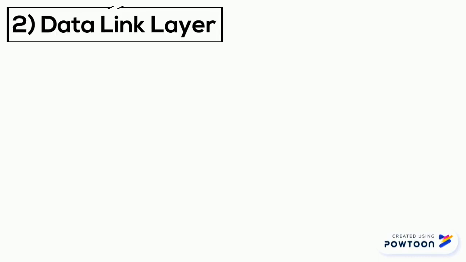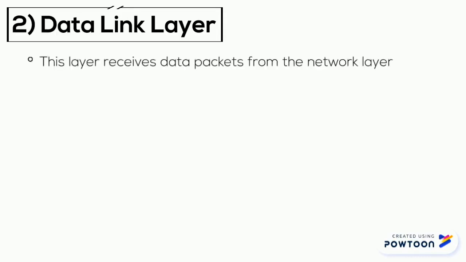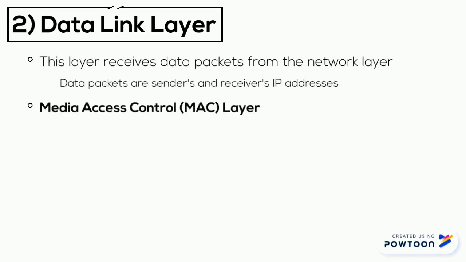The next layer is the data link layer. This layer receives data packets from the network layer. These data packets contain the senders' and receivers' IP addresses. Two sublayers exist here as well: the Media Access Control (MAC) layer and the Logical Link Control (LLC) layer.